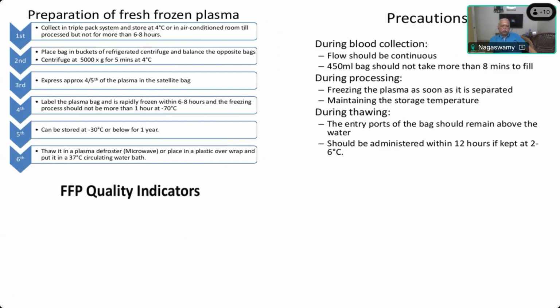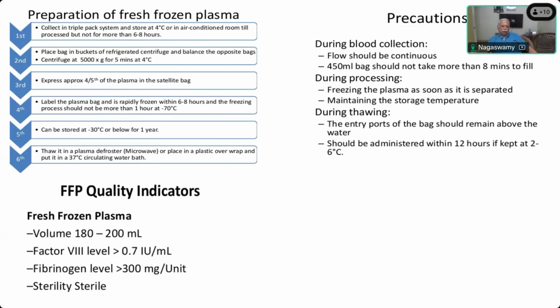And the quality indicators for fresh frozen plasma are, the volume of FFP is usually 180 to 200 ml. Because of this larger volume, they were using this as a volume replacement, which is not recommended at all now. And factor 8 levels should be more than 0.7 international units. Fibrinogen level should be more than 300.